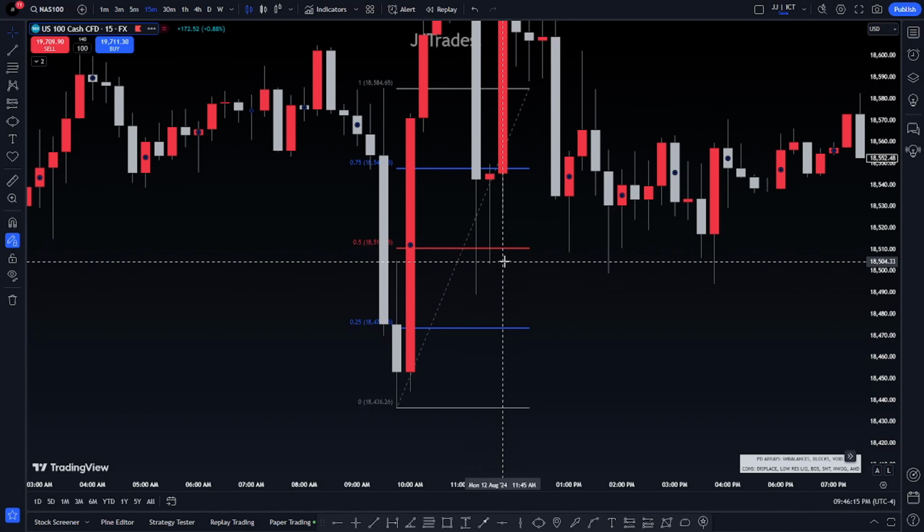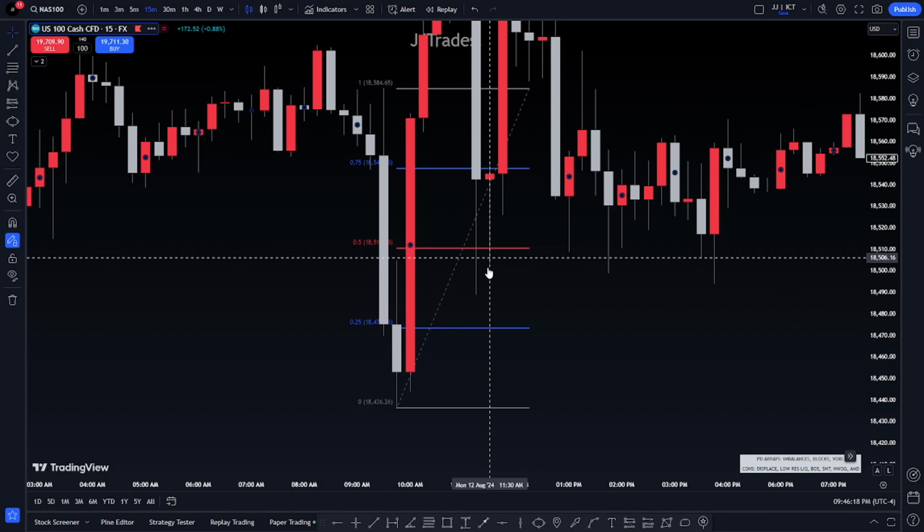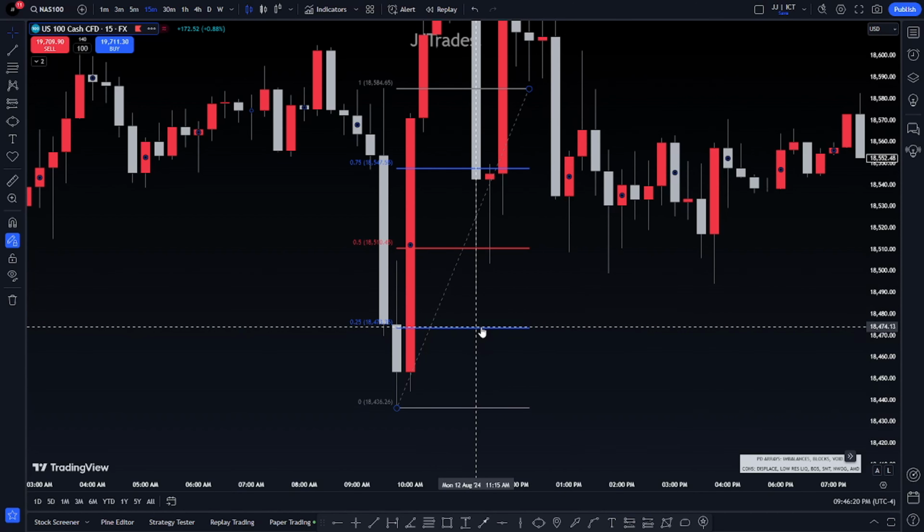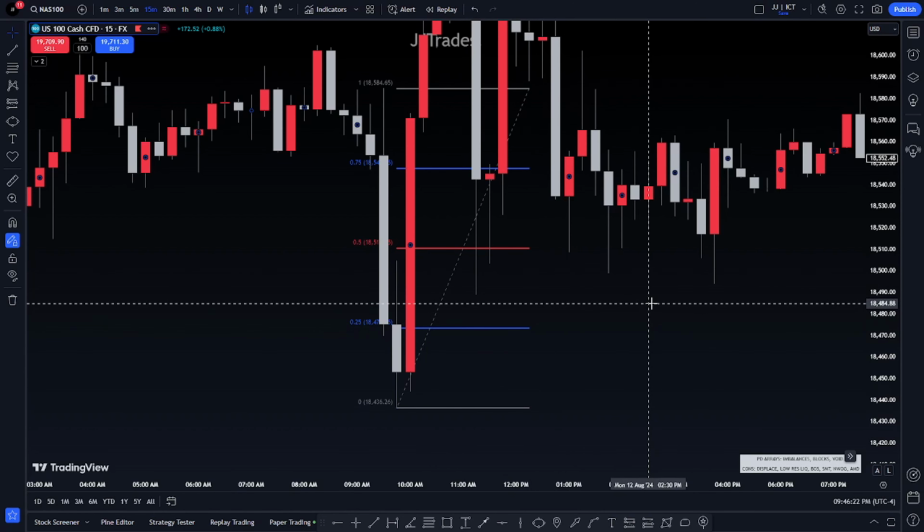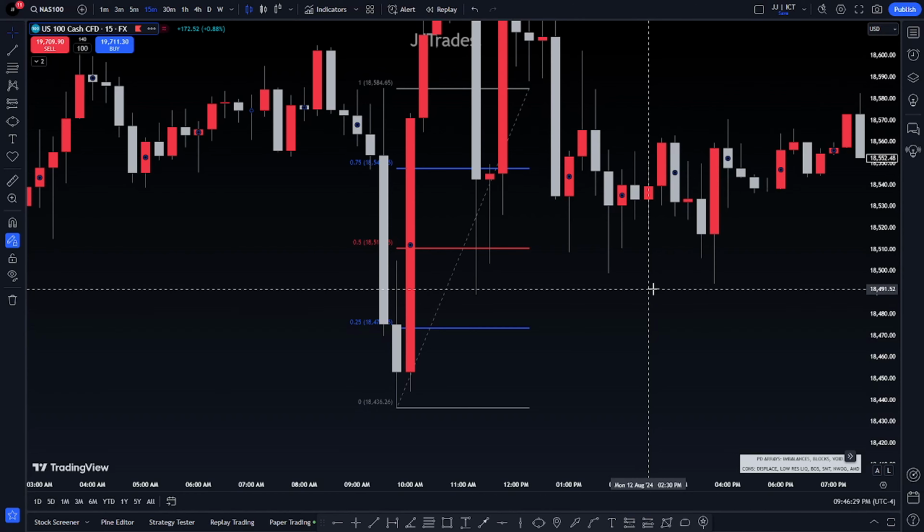If we see price push past the mean threshold, look at the other quadrant. Does it push through that? If it doesn't, then you're good. But also keep waiting and use other confluences to make sure something drastic won't happen. Okay?